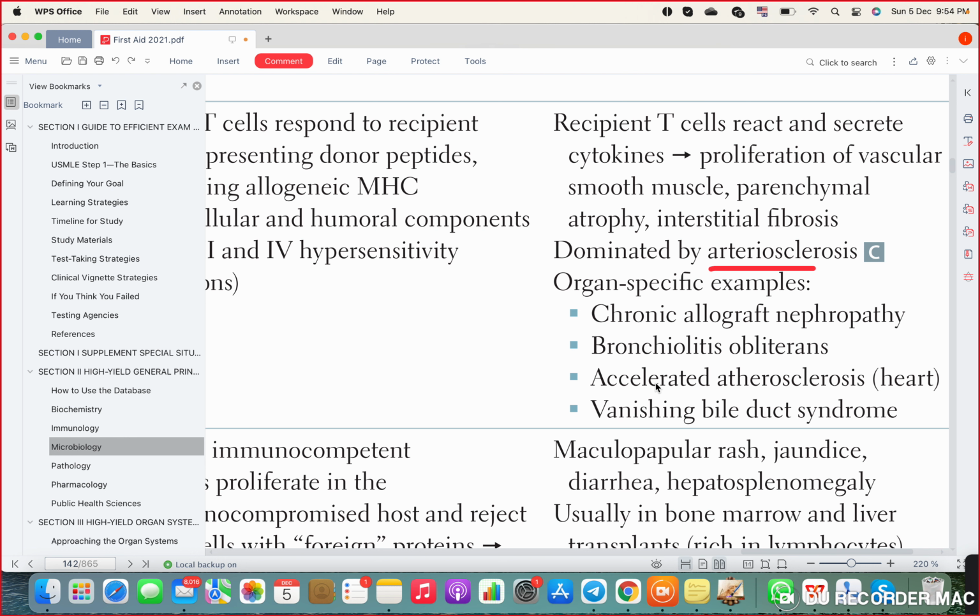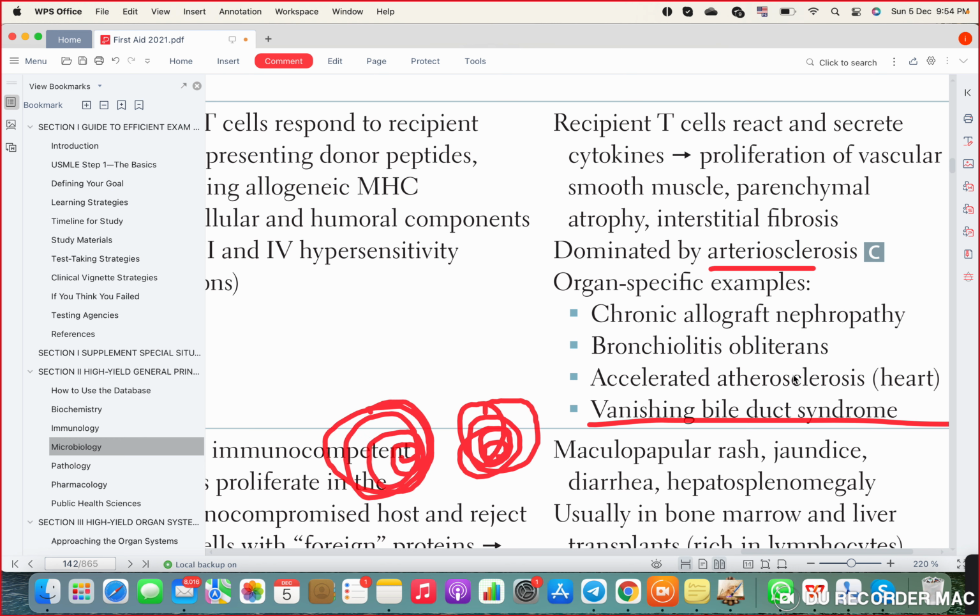It will be accelerated. Why? Because we already have endothelial damage, so it will happen really quick. Also, when transplanting a liver, we can have vanishing bile duct syndrome. As you can see, the lumens are occluding super quick. So in vanishing bile duct, it was a lumen and it has occluded really quick.